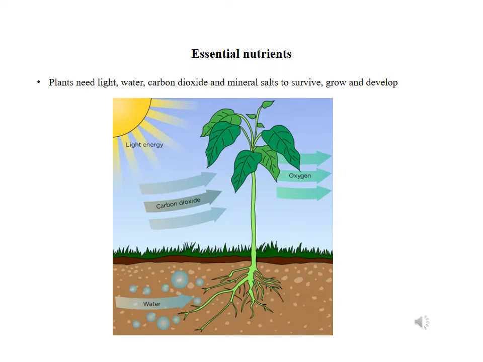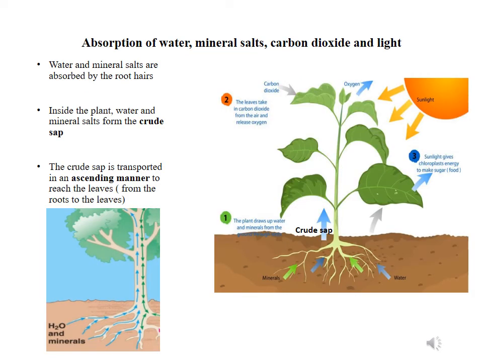What about the other nutrients? Carbon dioxide is also absorbed by the leaves. However, both water and mineral salts are absorbed by the root hairs. Note that inside the plants, water and mineral salts form the crude sap, which is then transported in an ascending manner to reach the leaves. In other words, crude sap is a diluted solution composed of water and mineral salts.